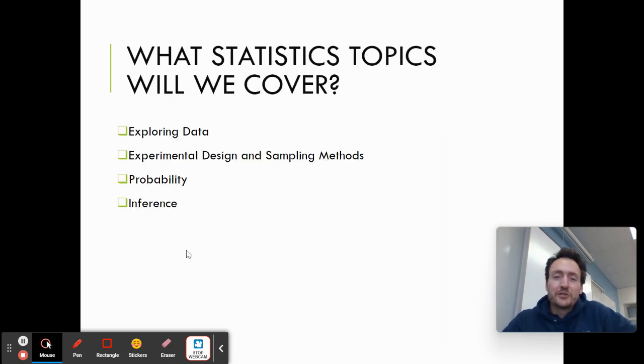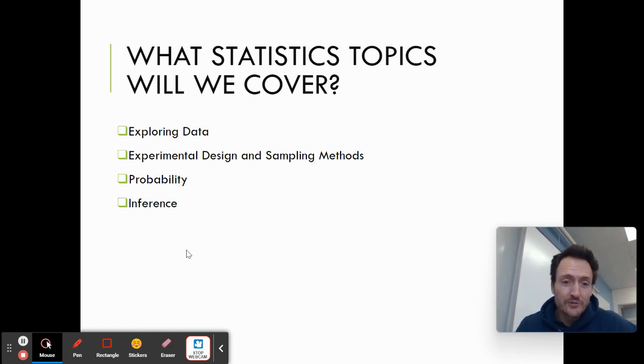what we actually do in AP Statistics is we first learn how to explore data that we've collected. Then we learn correct methods for collecting data. And then we study probability so that we can perform inferences.